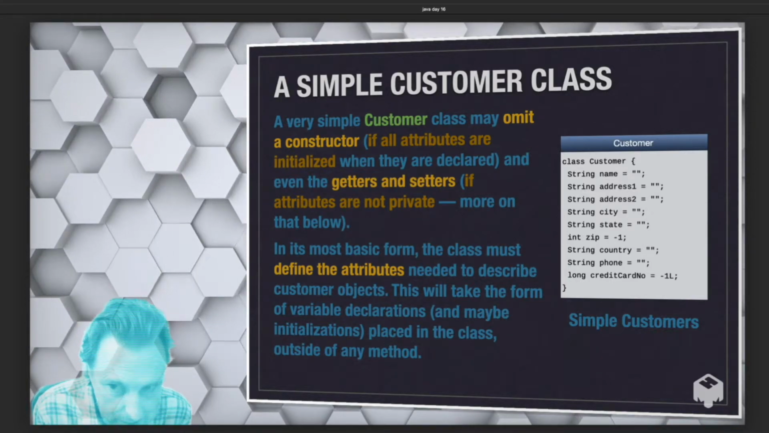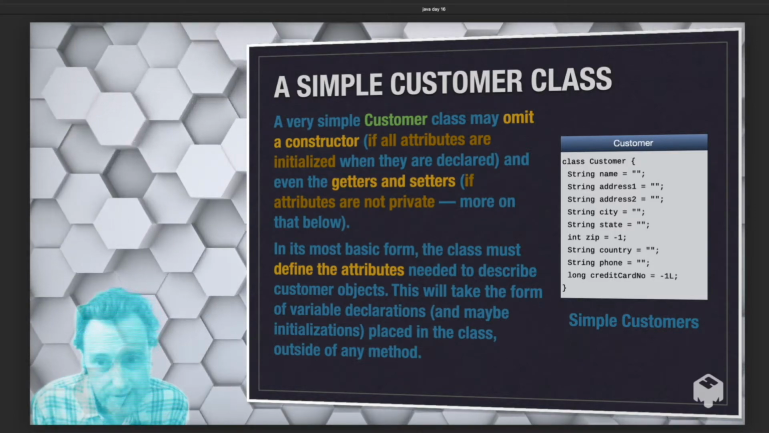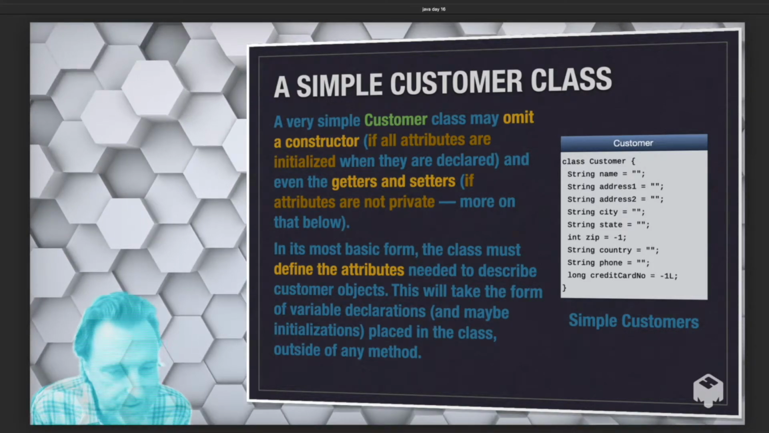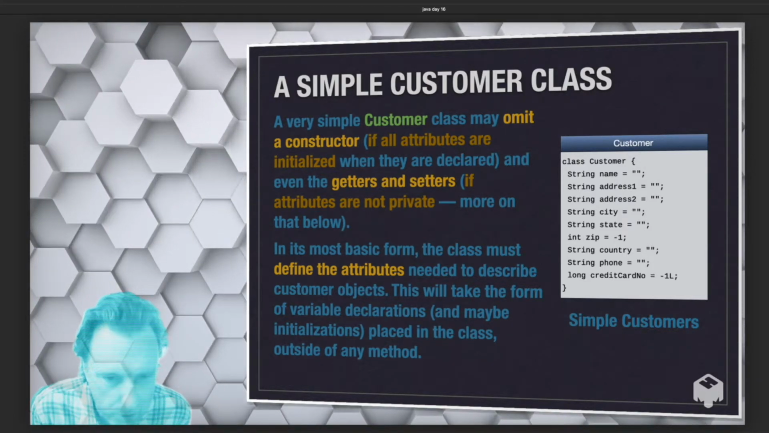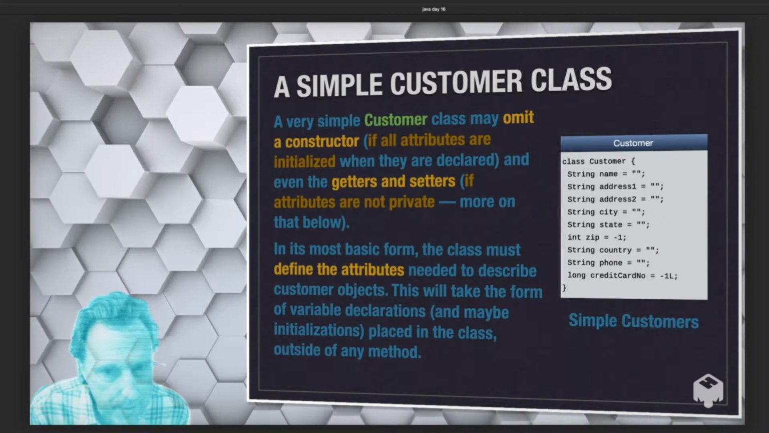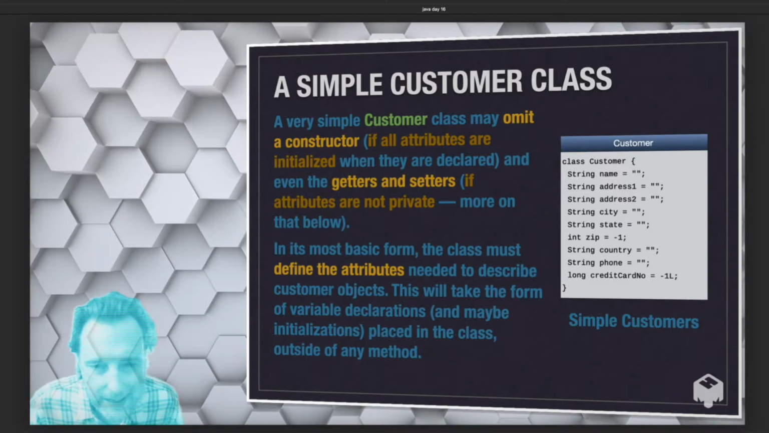I'm saying string name equals empty quotes, semicolon. That still counts. That's a full and complete variable declaration and initialization. Name is now ready to use in any way that I want to. And so are the other attributes. I haven't declared them as public or private. That means that they're default or package access.